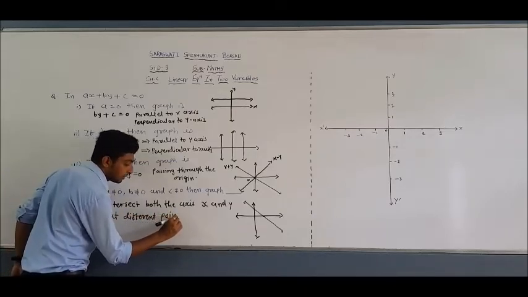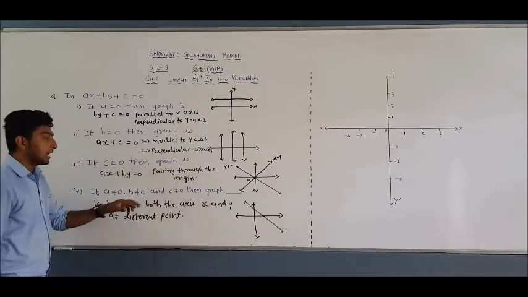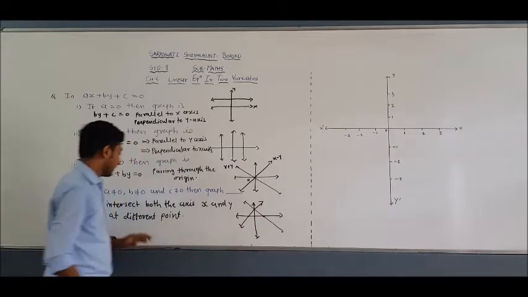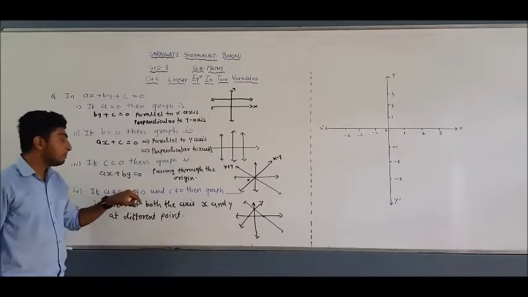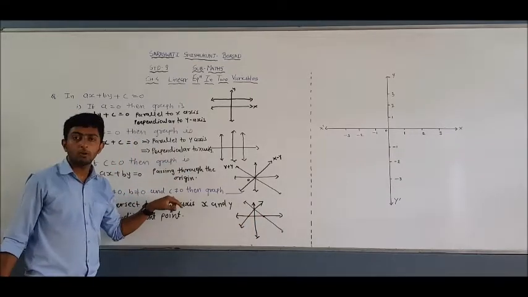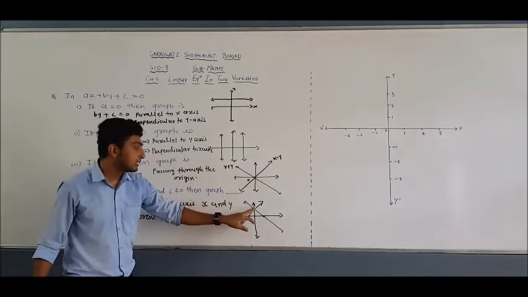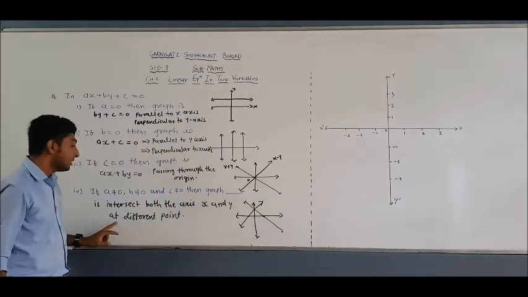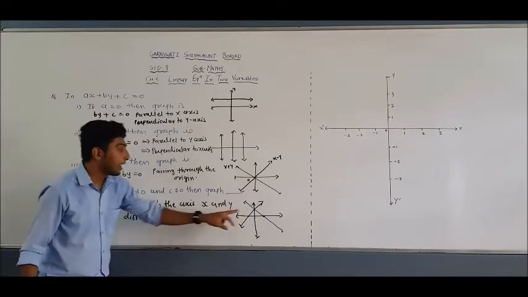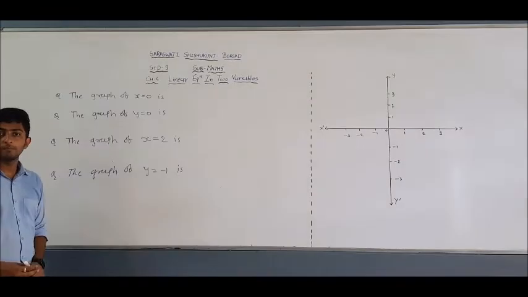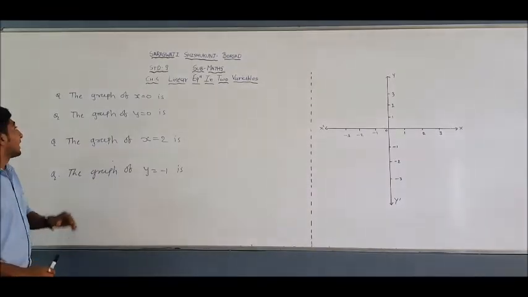This is a very important question. The graph is like this. So if a is not equal to 0, b is not equal to 0, and c is not equal to 0, then the graph intersects both axes x and y at different points. Both the points are different. Let us see another question.